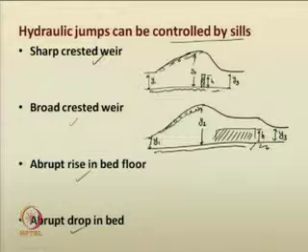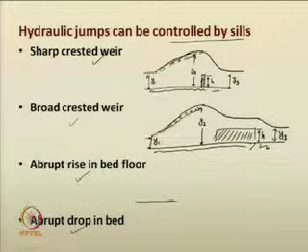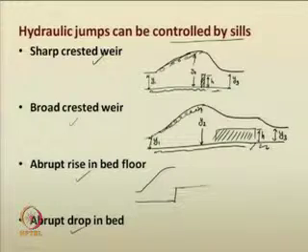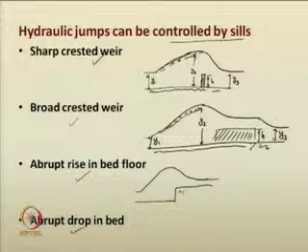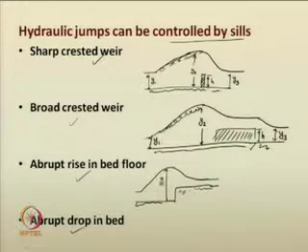Similarly, you can provide an abrupt rise of the bed, see the same jump. We can provide an abrupt rise, so it will come like this and continue, and the bed will rise from this location. So, this is y2, y1 and this is y3. So, the height of the sill is the same h.